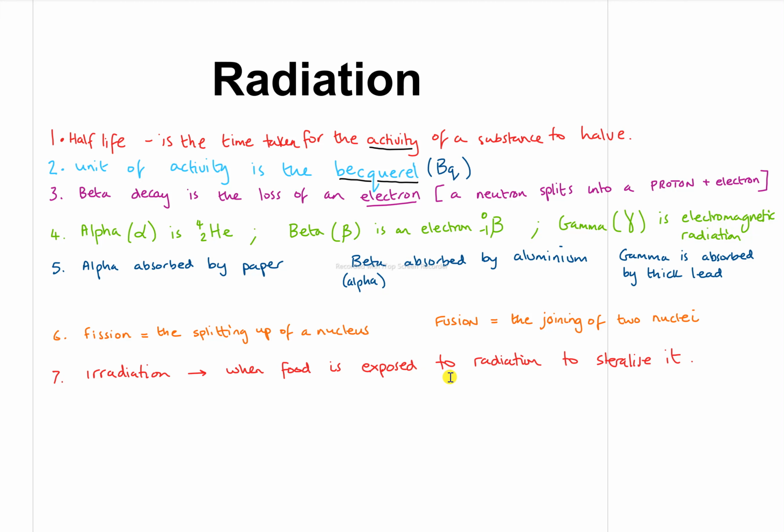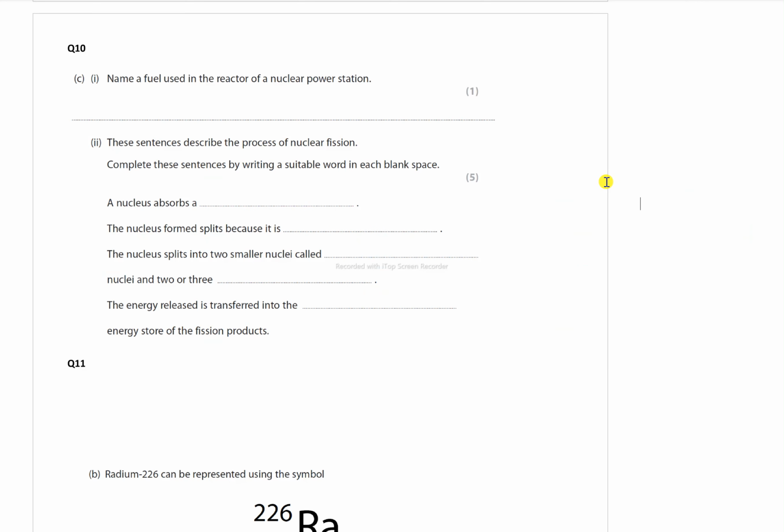Right, let's go to the question. Name a fuel used in the reactor for nuclear power station. We know uranium. Or we can put in plutonium. Okay. These sentences describe the process of nuclear fission.